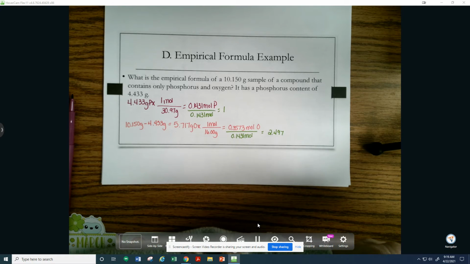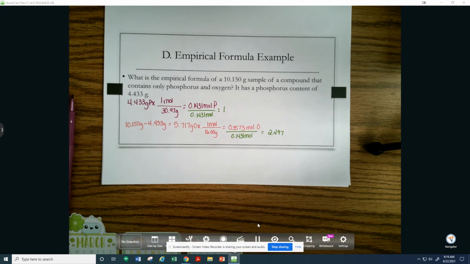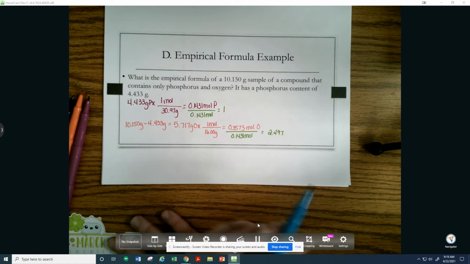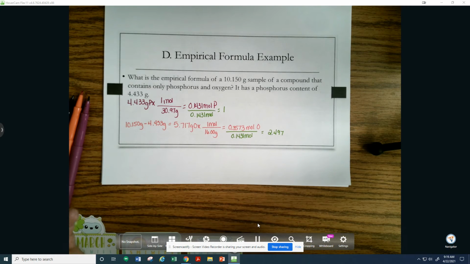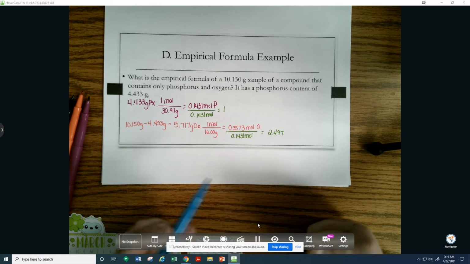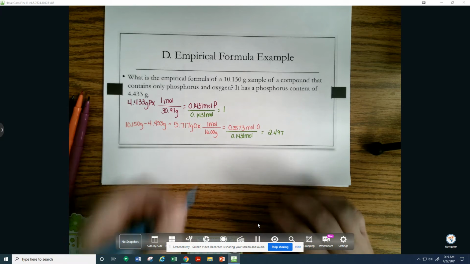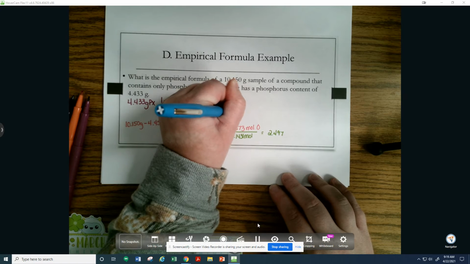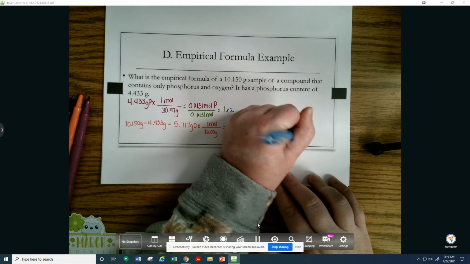So this is where the last line of the rhyme comes into play, multiply till whole. So from here, what you need to do is, because 2.5 is not close enough to 2 and it's not close enough to 3, we need to multiply to get our ratio. So we're going to take this times 2. We're going to take this times 2.